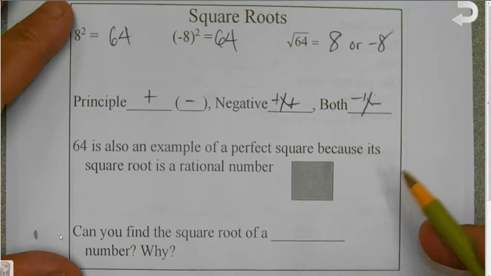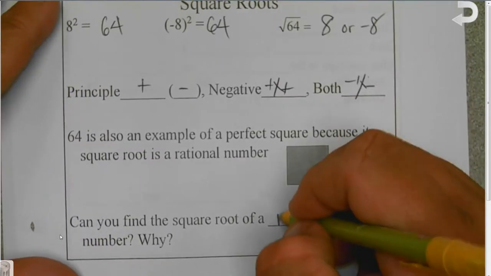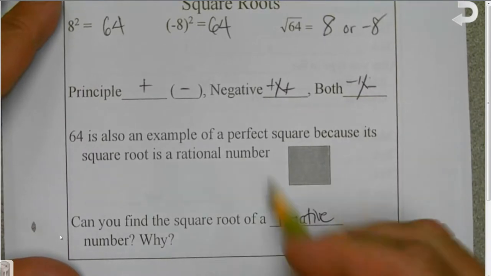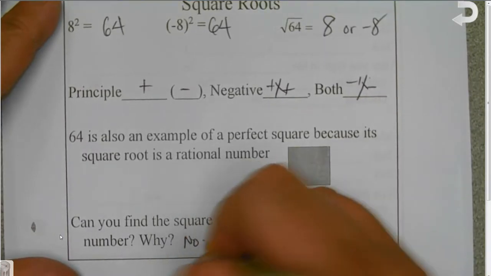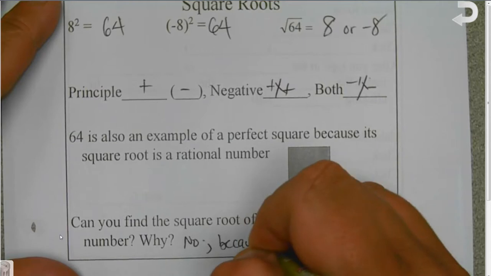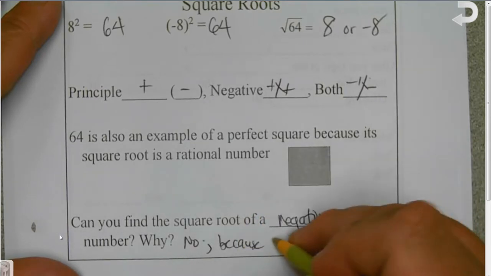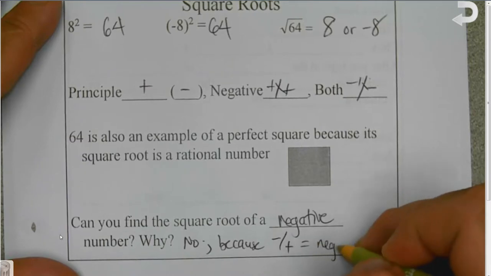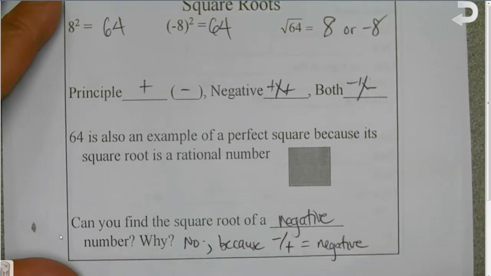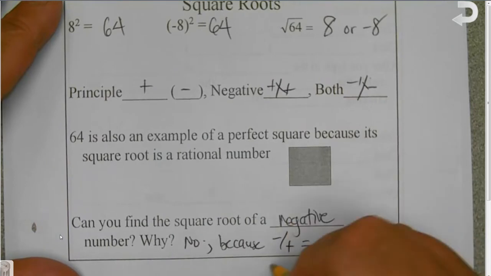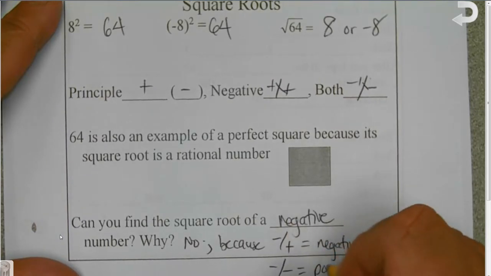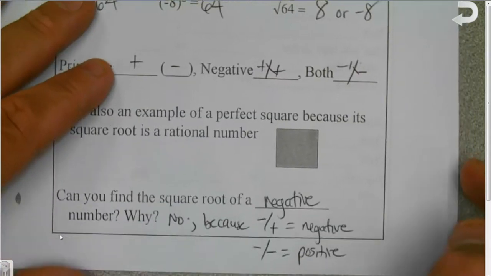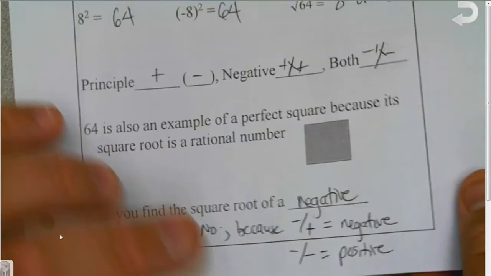So the question is, can you find the square root of a negative number? And the answer is no, because a negative divided by a positive is equal to a negative, and that's not possible. And a negative divided by a negative is equal to a positive. So you cannot find the square root of a negative number. If you try doing it on your calculator, you're going to get an error.